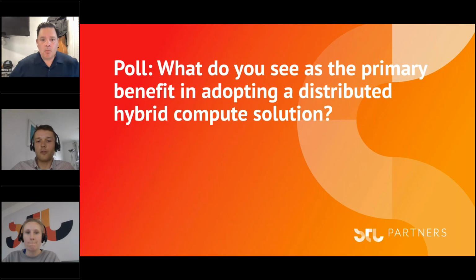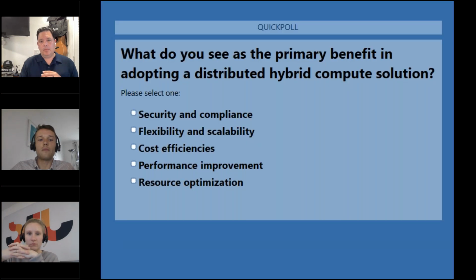So now we're going to ask audience, what do you see as the primary benefits in adopting a distributed hybrid compute solution? So again, there are 5 options. So for option 1, please select security and compliance. For option 2, select flexibility and scalability. If you think it's really around cost efficiencies, then option 3, performance improvement for option 4, and then finally resource optimization for option 5. So yeah, starting to see the responses come in now.